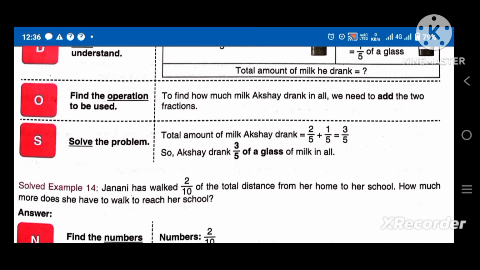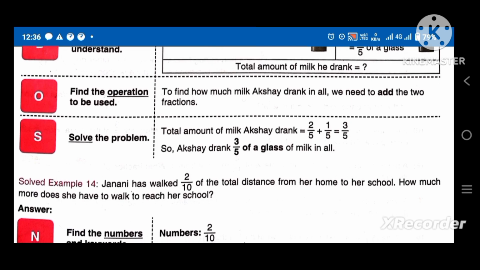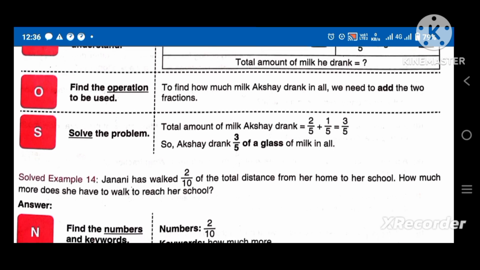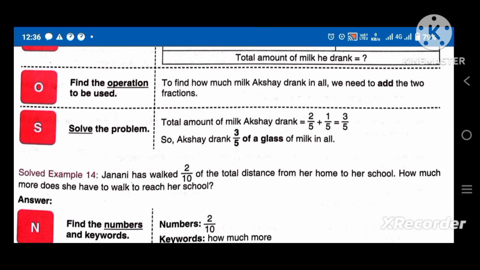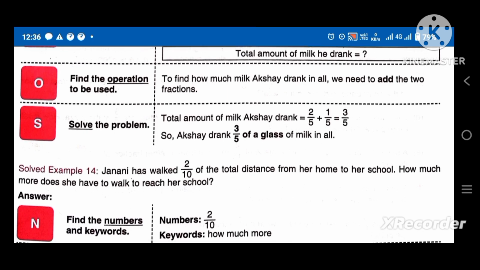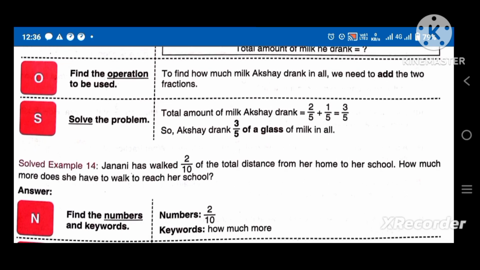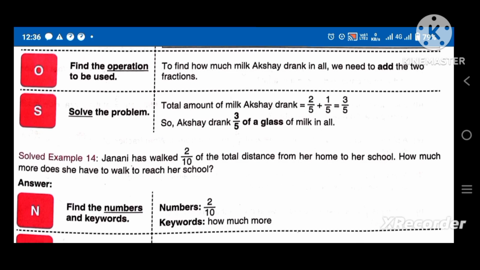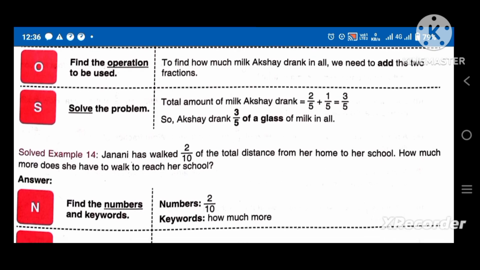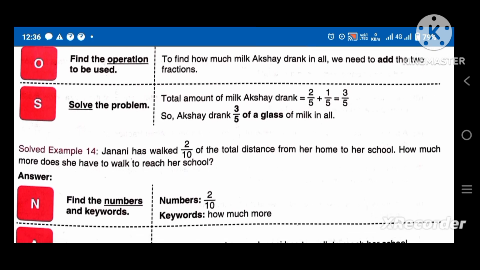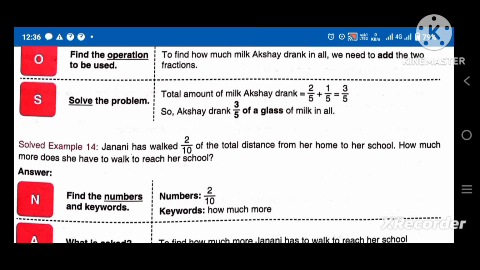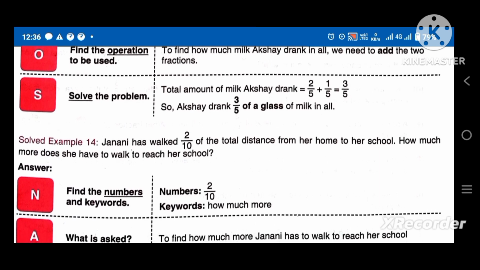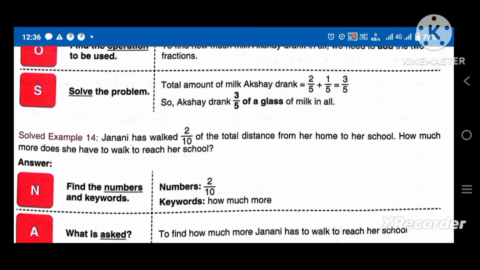Solved example 14. Janani has walked 2 by 10 of the total distance from her home to her school. How much more does she have to walk to reach her school? Answer. NEPS. First letter is N. Find the numbers and keywords. Numbers 2 by 10. Keywords how much more.